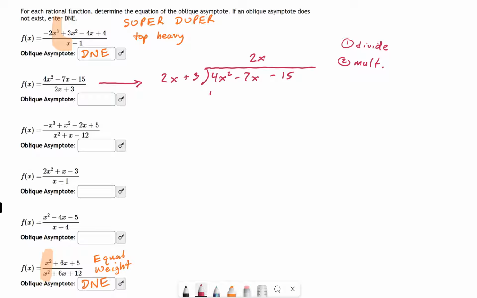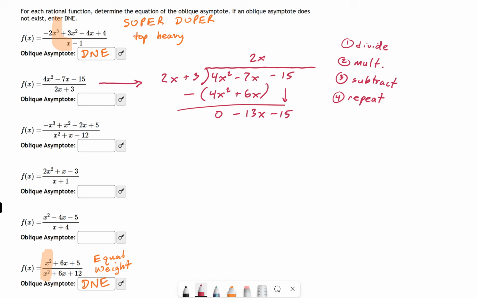And the next thing I'm going to do is multiply. So 2x times 2x makes 4x squared. 2x times 3 makes 6x. Then we subtract. That's the last step. Subtract. And that's going to give me 0 minus 13x. Well, that's ugly. Carry down the negative 15 and then repeat.